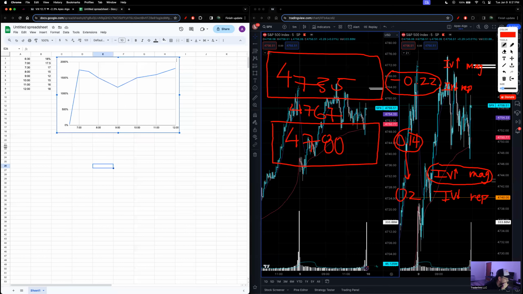Does dealers always have to hedge at a 0.2 delta, for example? No, like I said, they're hedging all the time for different things, but for Vanna specifically, the impact is going to be the most when those deltas hit 0.2.